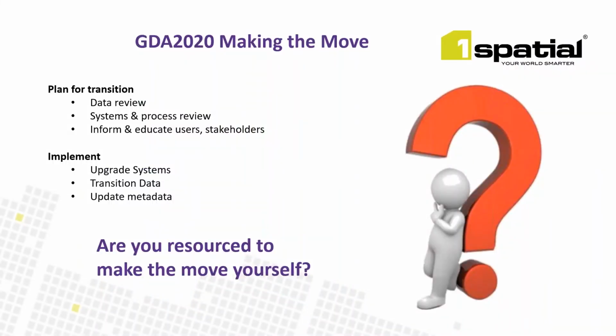Simon walked us through the issues to consider for planning the move to GDA 2020. He mentioned the data review, systems and process review, and the education of the users and stakeholders, and also the technical side of the move. But I want to pose the question, are you actually resourced to make the move yourself? Do you have the knowledge to get it right first time? Have you documented your plan? Do you have the staff availability to carry it out without impacting your operation?